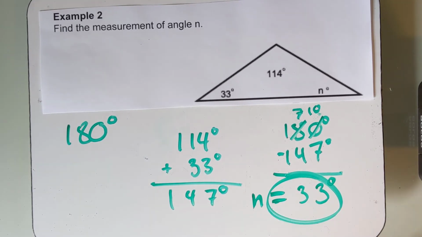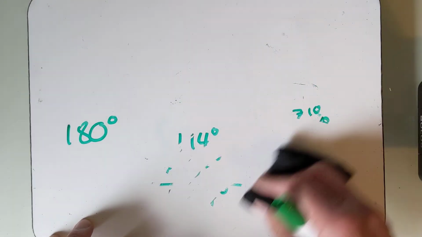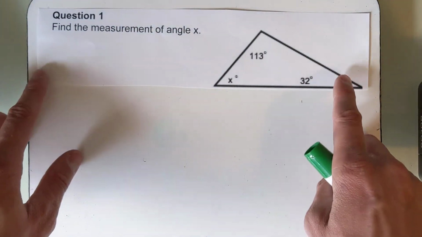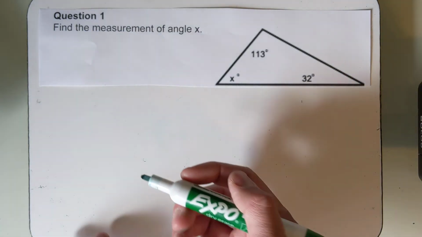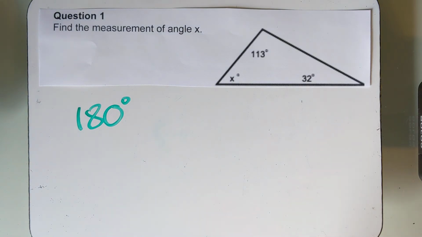Let's do one more final question. This one you will be doing on your own, and then we'll finish the video in order to check your answer. Here we have question number 1, just finding the measure of angle x. Again, you know that all the degrees add up to 180 degrees inside of a triangle. Use that information to help you out. Pause and resume the video when you're ready to check your answer in the next 5, 4, 3, 2, 1.